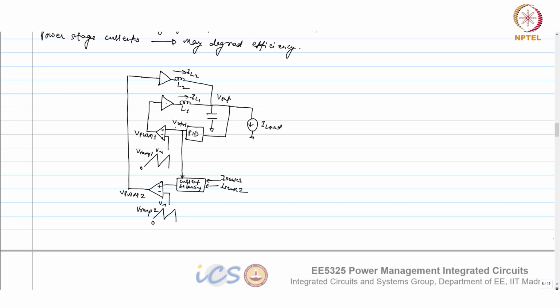Instead of having this sense current, can we have the information of duty cycle only for controlling? Yes, you can do that. Most of the time, we do. If you can measure your duty cycle in a very high resolution manner, 0.1% or so, you can do that.